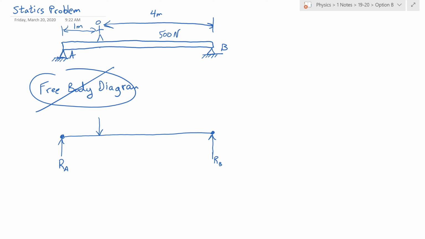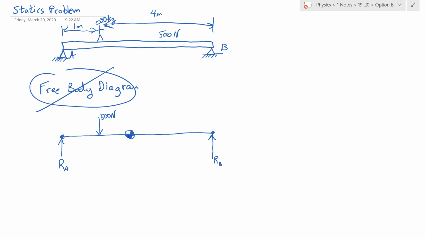We don't really care about the person right now, so just draw the downwards force for the weight of the person. Let's see, it looks like I never said what the person's weight was, so if it's a 50 kilogram person, then that's another 500 newton force right there. So the plank has a weight also of 500 newtons, and the place where you should draw weights is the center of mass of an object.